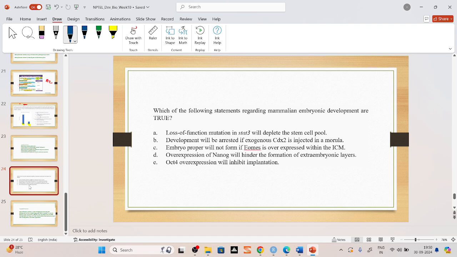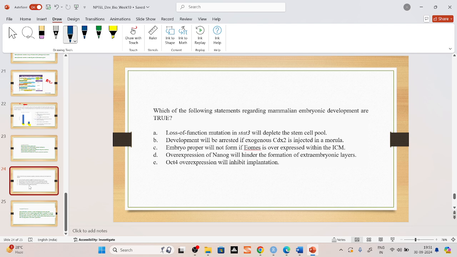Second one is development will be arrested if exogenous CDX2 is injected in a morula. Yes, it is correct. Why? Because CDX2 is essential for trophoblast lineage specification. It is responsible for trophoblast lineage specification. So if we are injecting CDX2 at the morula stage, it can cause misregulation of the cell fate, which can lead to a development arrest kind of a situation. So your B option is also correct.